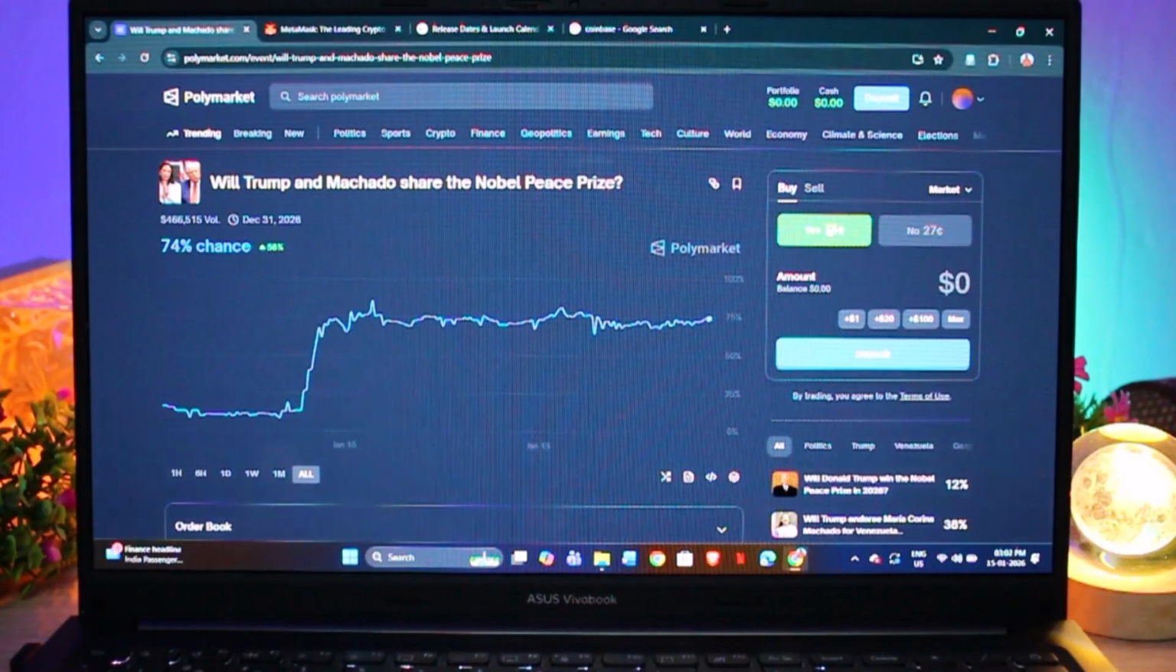You don't need to wait until the market ends. If the price moves in your favor, you can sell early and lock in profit.